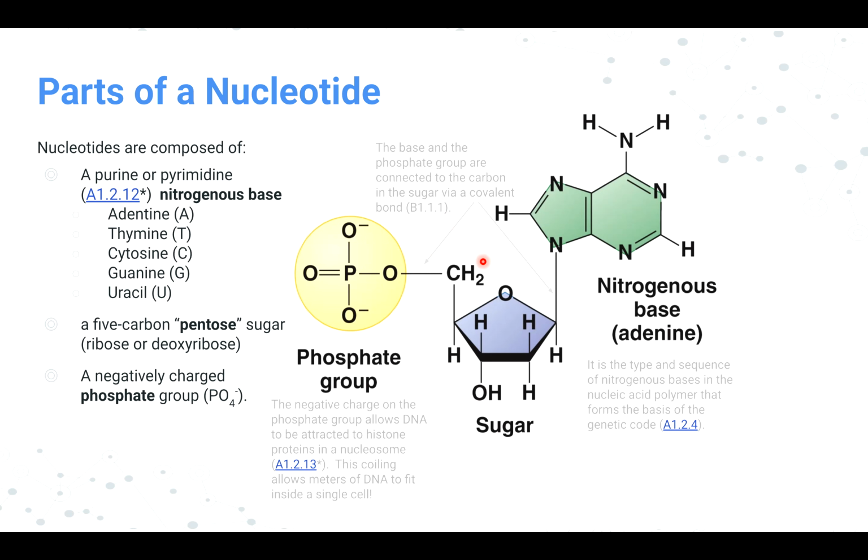These two are covalent bonds, right? This one is called glycosidic bond or covalent bond. This is phosphodiester bond or covalent bond. You can write any answer, both are correct.